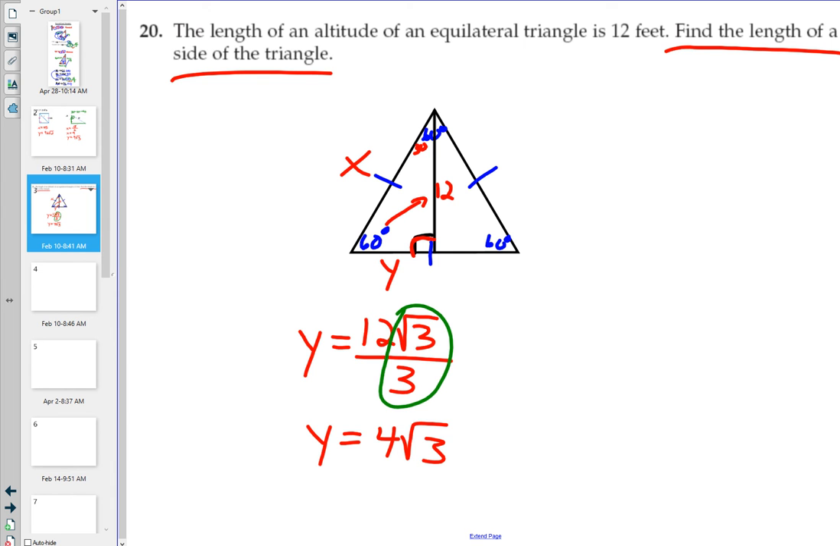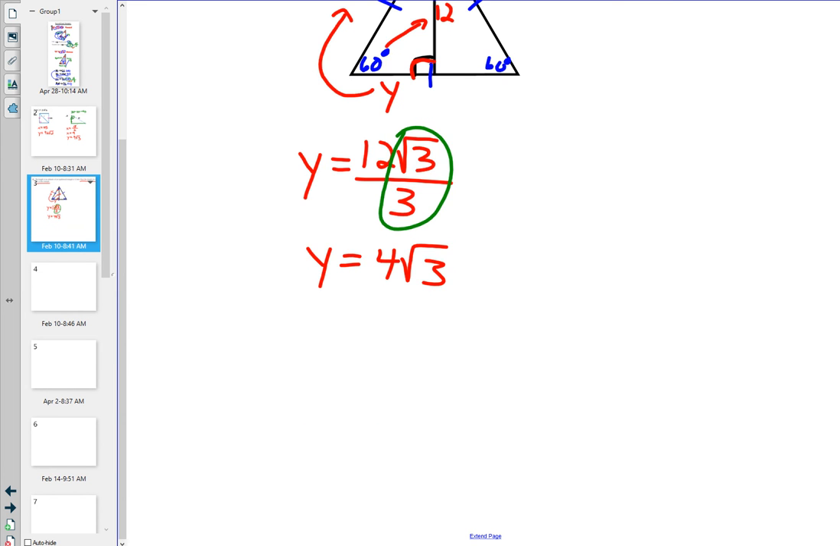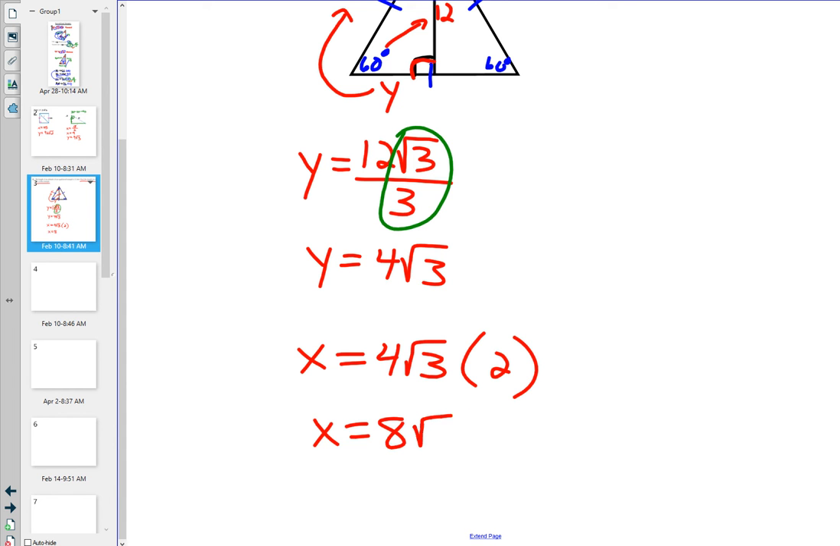Now that I have my short leg, how do I turn a short leg into a hypotenuse? Multiply by 2. So the x, which is what I wanted, is going to be the short leg, which was 4 square root of 3, but now times a regular 2. Which number do I multiply times the 2, the 4 or the 3? Just the 4. 4 times 2 is 8.